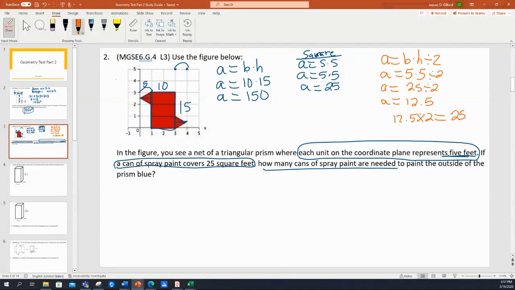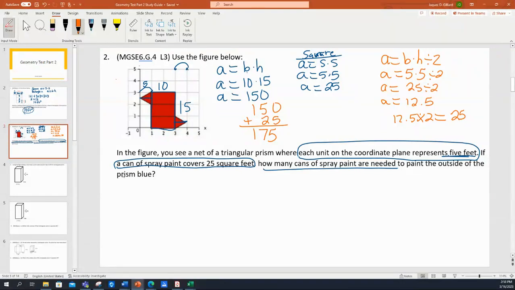Now, be careful because if you did it both ways, you need to remember that you only need to focus on either the triangles and the rectangle or the rectangle and the square. So what I'm going to do is add the area of my rectangle, 150, plus the area of the square together, and I'm going to have 175. Now, we are not done because that's the total surface area. Now we're going to go back to our problem. And it says, now, if a can of spray paint covers 25 square feet, how many cans of spray paint are needed to paint the outside of the prism blue?